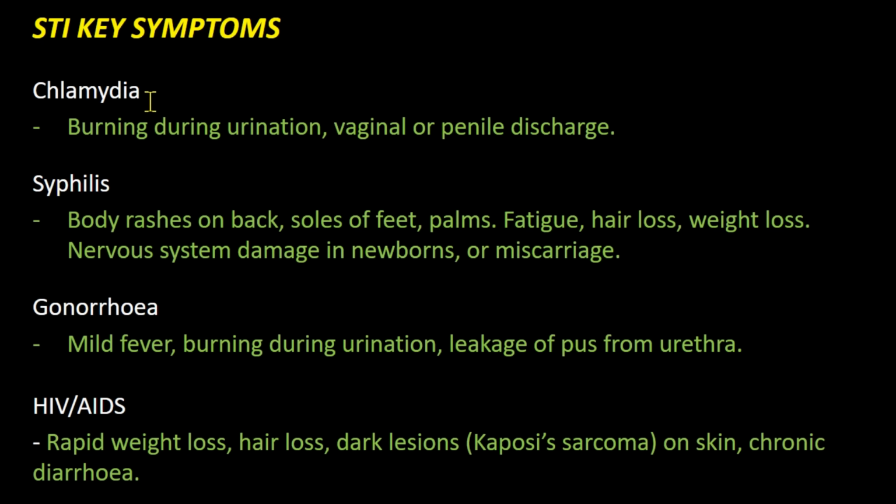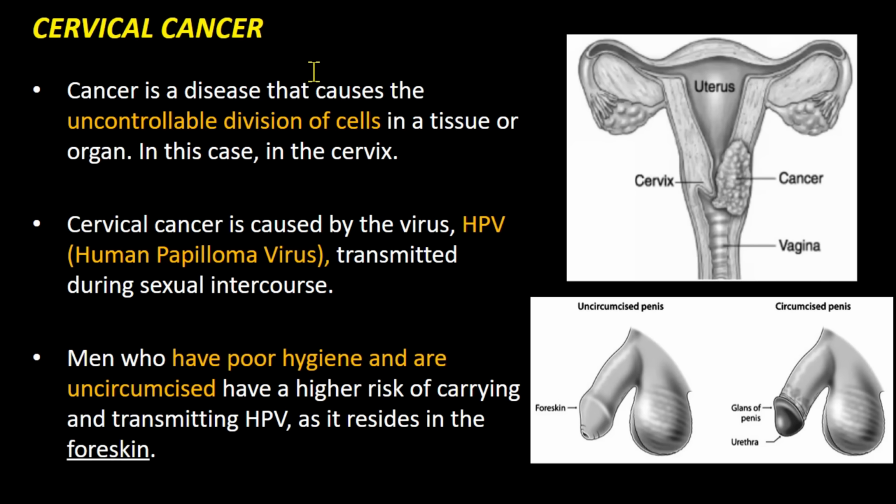Just some key symptoms here of STIs. Chlamydia, you experience burning during urination, and vaginal and penile discharge. Syphilis, there are body rashes on the back, soles of the feet and palms. Fatigue, hair loss, weight loss, and nervous system damage could occur, as well as miscarriages or damage in newborns. In gonorrhea, there's a mild fever, but it is usually characterized by burning during urination and the leakage of pus from the urethra. HIV and AIDS results in rapid weight loss, hair loss, dark lesions on the skin called Kaposi sarcoma, and chronic diarrhea.